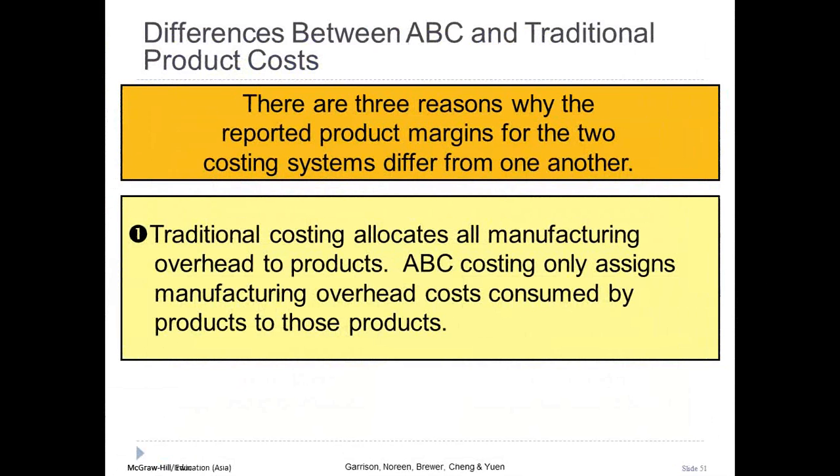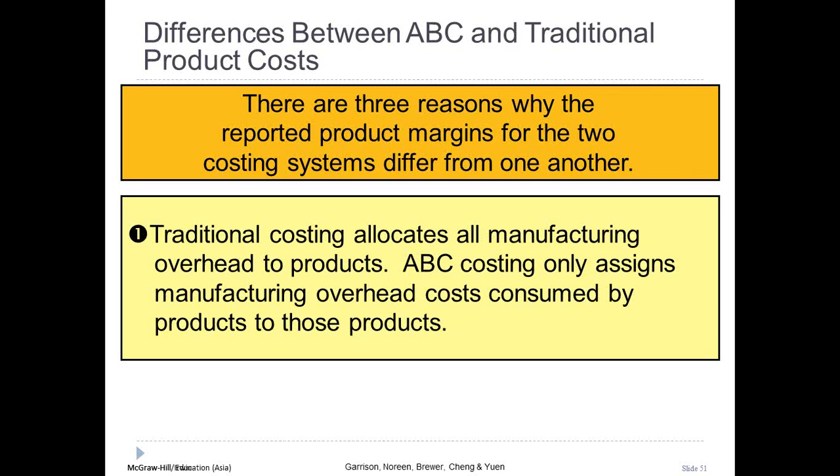There are three reasons why the reported product margins for the two costing systems differ from one another. The first reason is that the traditional cost system allocates all manufacturing overhead to product costs. The ABC system only assigns manufacturing overhead costs consumed by products to those products.